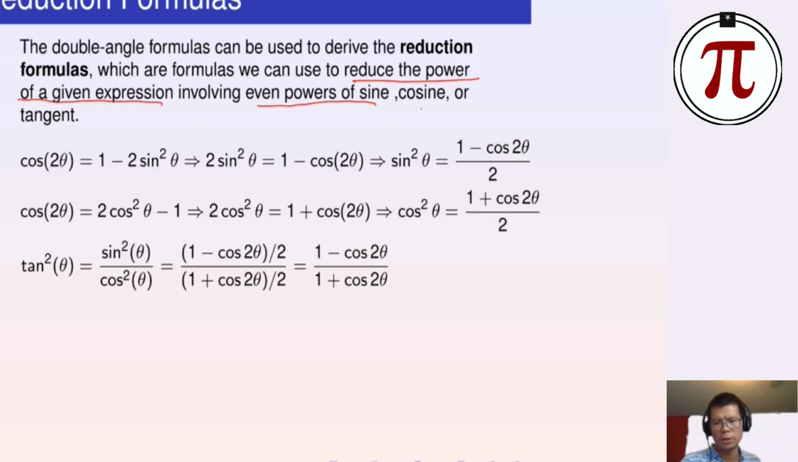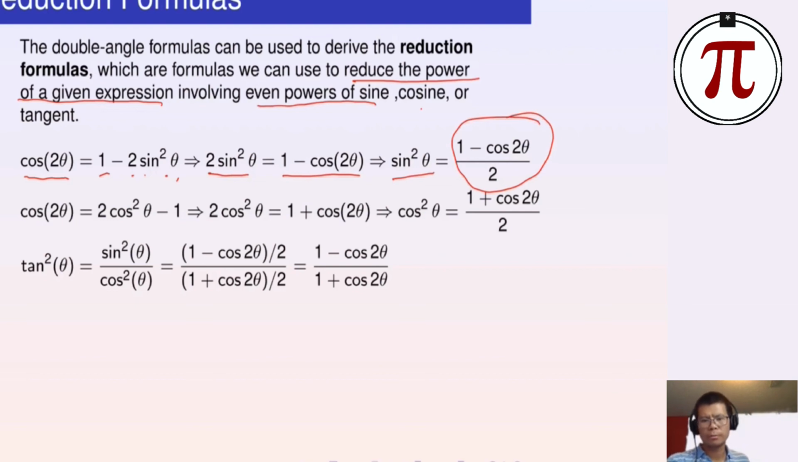For instance, we have cosine 2 theta is 1 minus 2 sine squared theta. So that means 2 sine squared theta equals 1 minus cosine 2 theta. Now sine squared theta is this one over 2. You can see that we reduced the power: this even power, sine squared, became an expression involving cosine 2 theta.